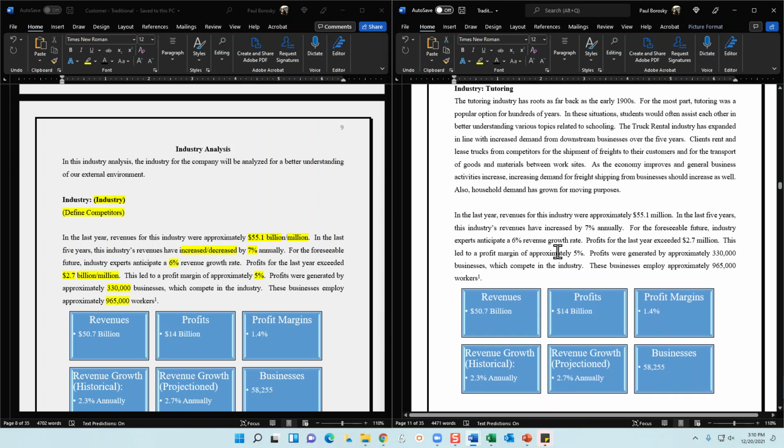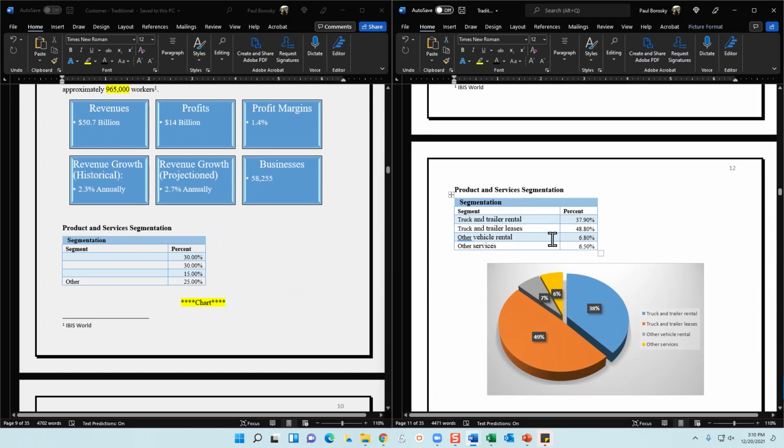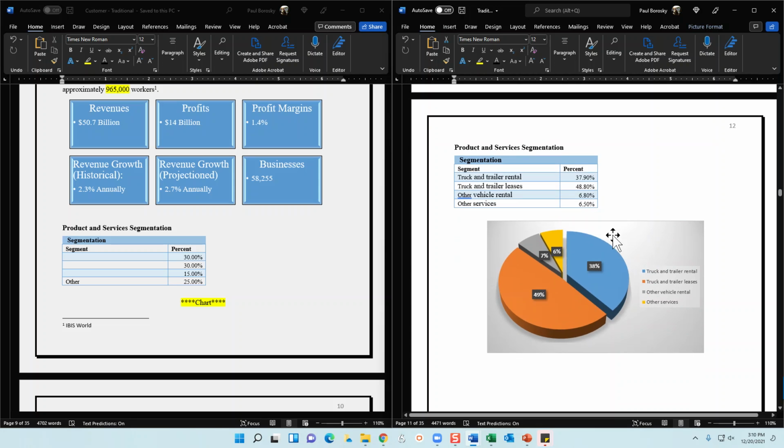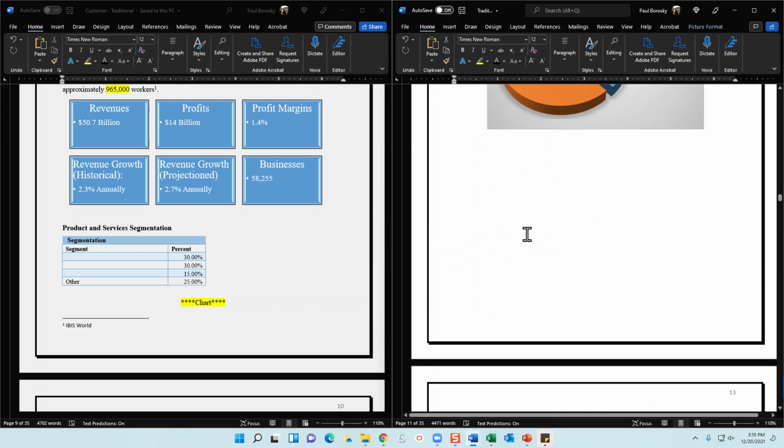I do take it and summarize that information, put it in my own words, and include it right here. So that information is going to be taken from there and included there. I'm also going to go ahead and add a product or services segmentation, and then a chart of the product and service segmentation. And all it's going to be about a page and a half for your industry analysis.